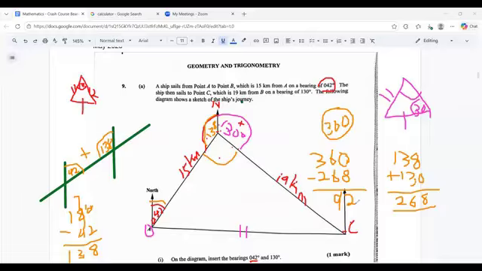Okay, good. So that is 92. Thank you all very much. Wonderful. So 92 degrees. Finally.